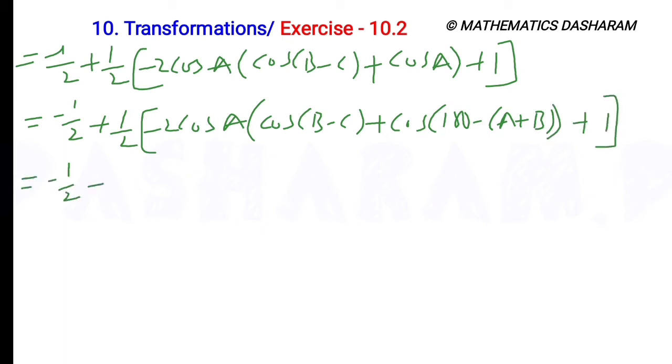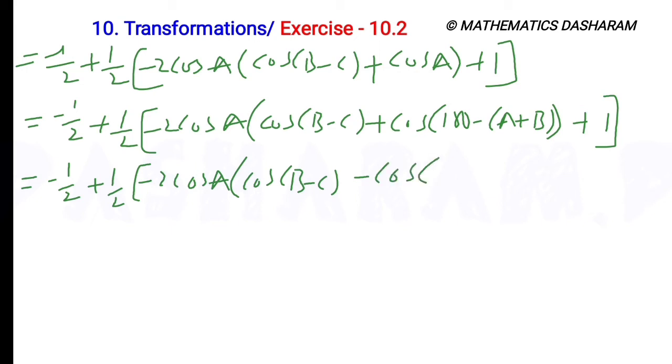So minus 1 by 2 plus 1 by 2 bracket of minus 2 cos A into cos (B minus C), here cos (180 minus theta) is minus cos theta, then this plus will become minus, so minus cos (B plus C), bracket close, plus 1. Sorry, here actually it is B plus C.